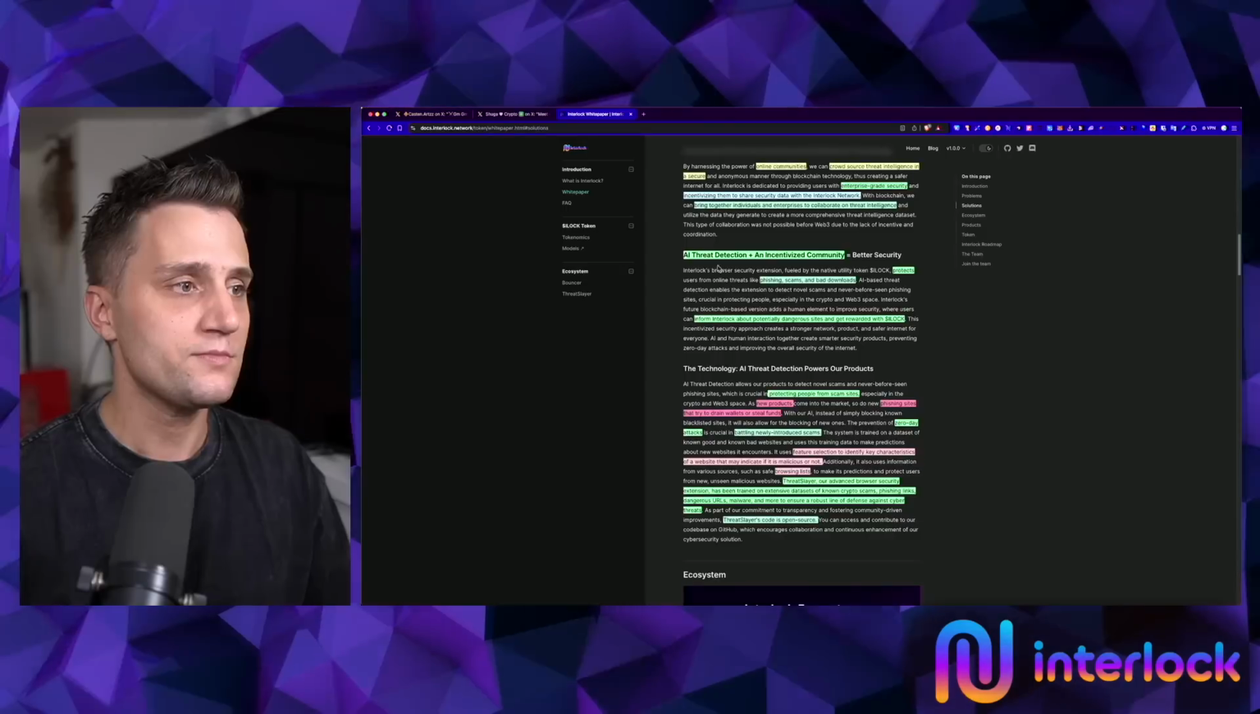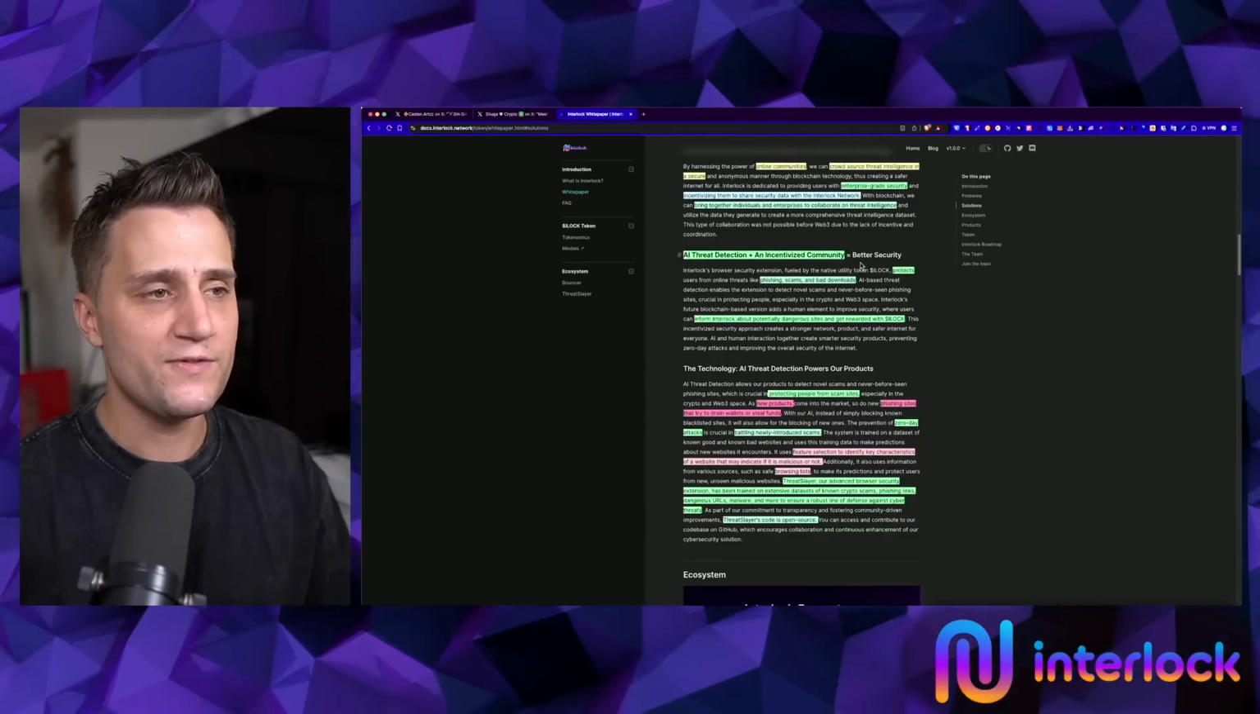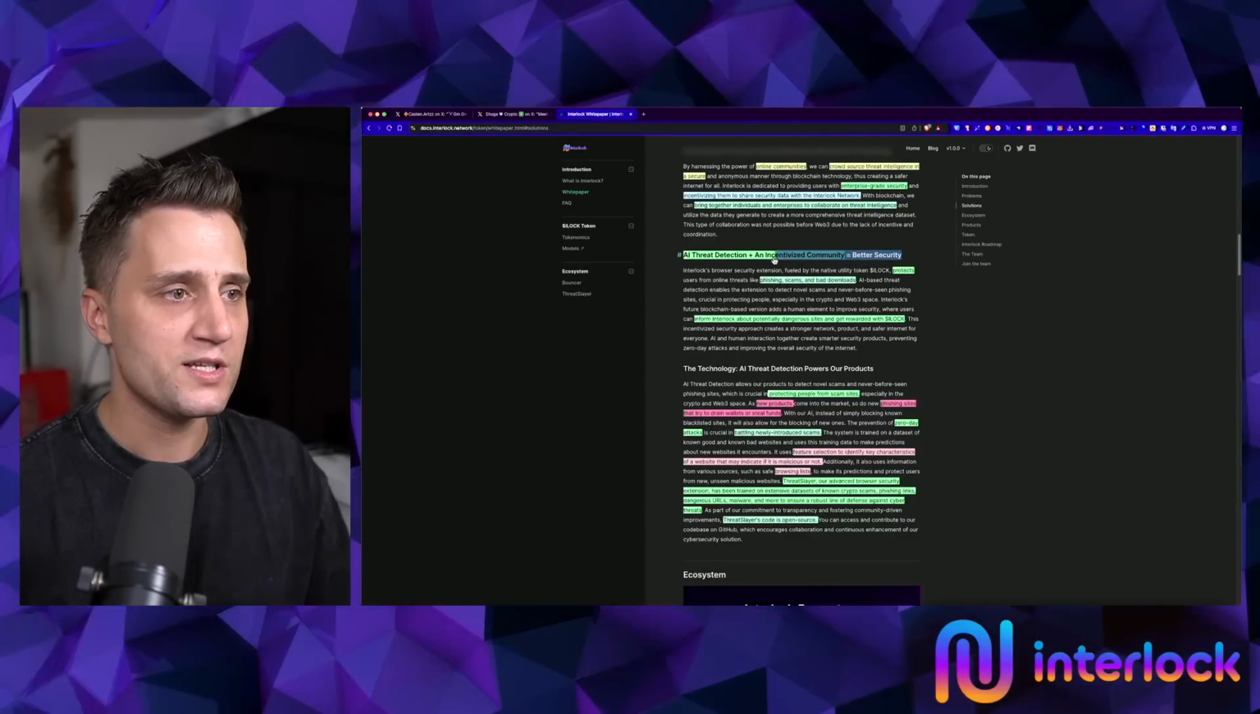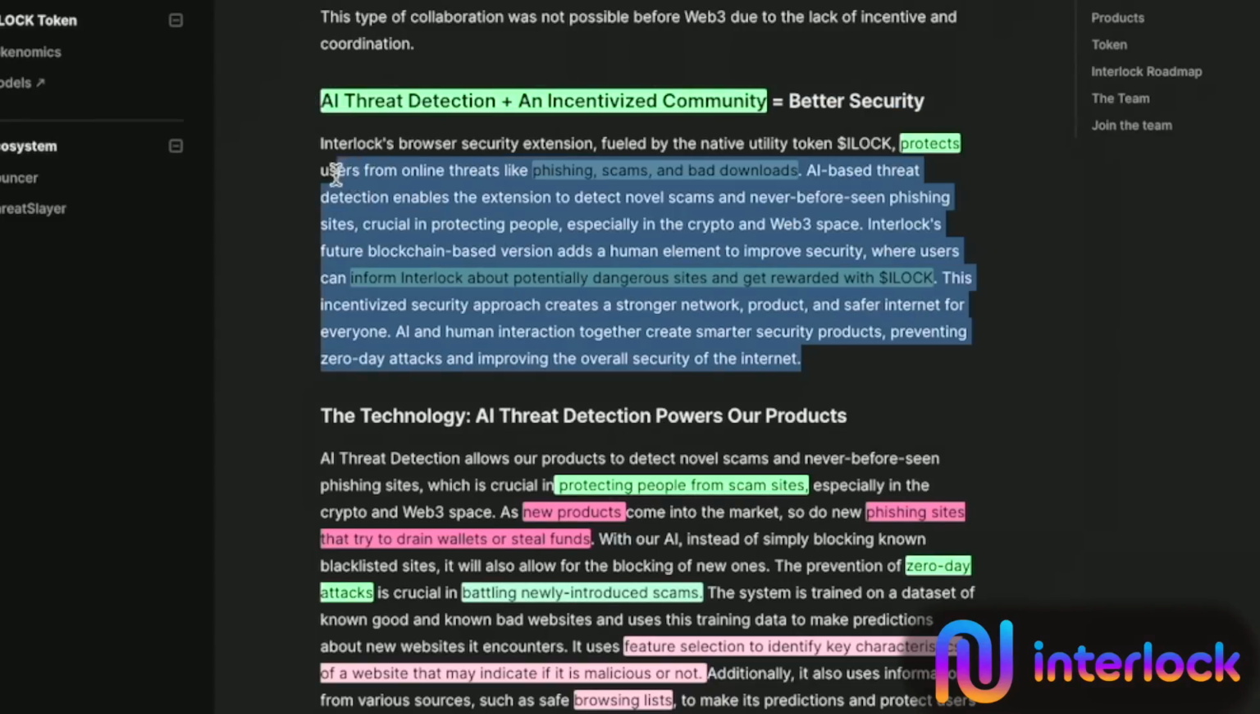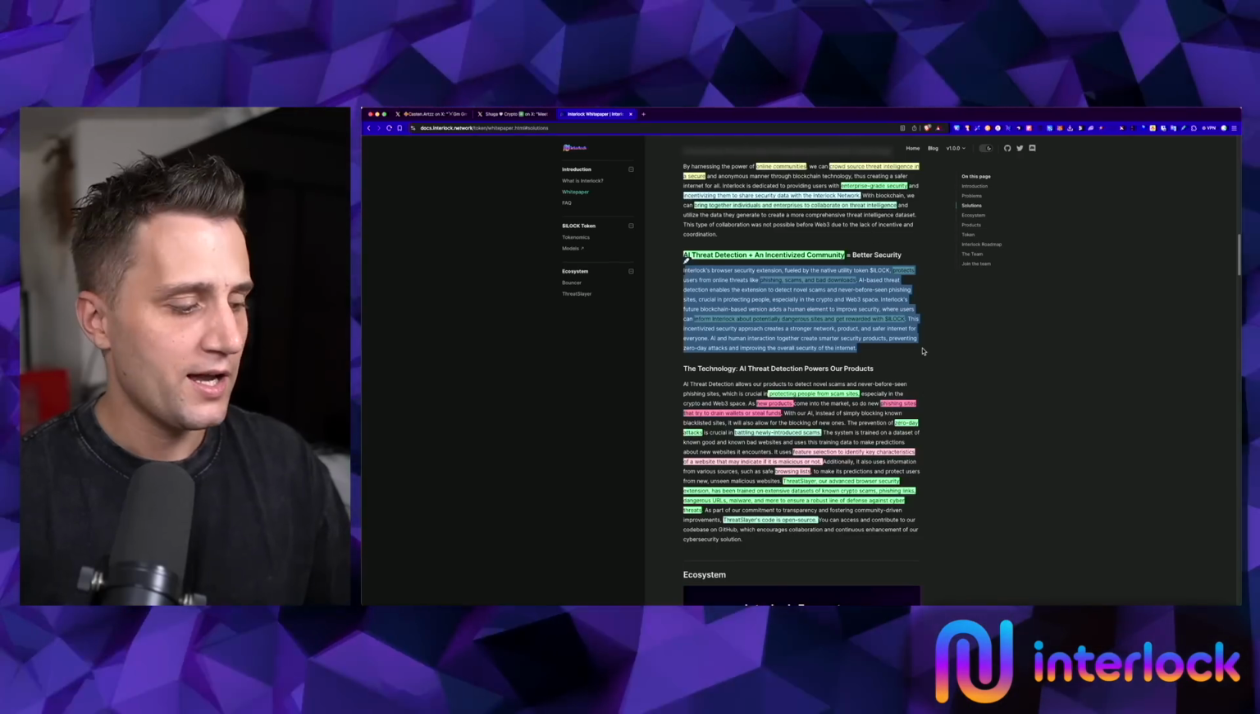Very, very good points. AI threat detection, an incentivized community equals better security. So we covered most of this previously, but basically this talks about iLock, and you can get iLock by getting the threat scanning and then sending that data back to the Interlock company, and then they use their AI to scan the URL and see if it's a possible phishing scam or some sort of scam, and then you get rewarded in iLock tokens.